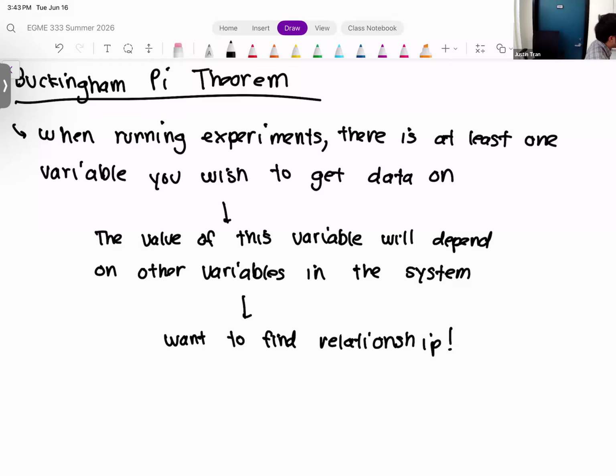Does the lift go up when we increase the airspeed? Does the lift go down when we increase the thickness of the airfoil? So these are the questions that we want to answer. And this is the mindset that you have to have when you're designing experiments. You have to think about what variables I'm interested in finding out, and what properties of the system are going to affect the values of these properties of interest.